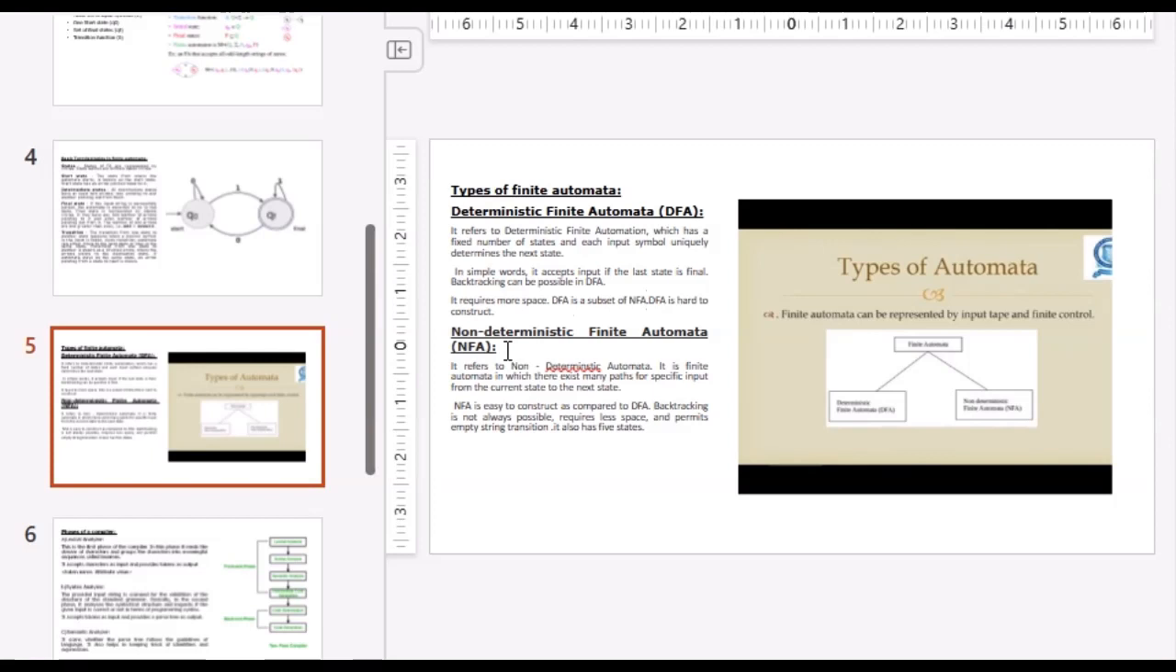Non-deterministic finite automata, as the name suggests, one cannot determine the state to which the machine will move. Hence, it is referred to as non-deterministic. It is finite automata in which there exist many paths for a specific input from the current state to the next state. NFA is easy to construct as compared to DFA. Backtracking is not always possible. It requires less space, permits empty string transition, and it also has 5 states.